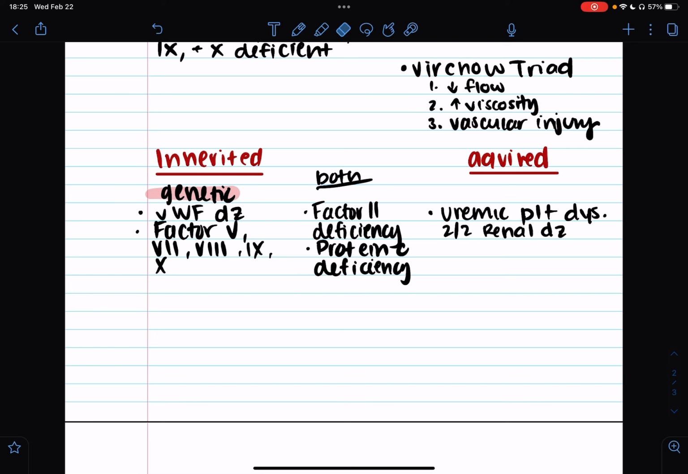And inherited versus acquired. So I'm sure, as you guys have seen, many of these deficiencies are caused by genetics, or inherited, or hereditary, excuse me. So von Willebrand factor disease, deficiencies of factor 5, 7, 8, 9, and 10, versus acquired, like, for example, uremic platelet disease, uremic platelet dysfunction secondary to renal disease. However, there are some that fall in both categories, like factor 2 deficiency or protein C deficiency.